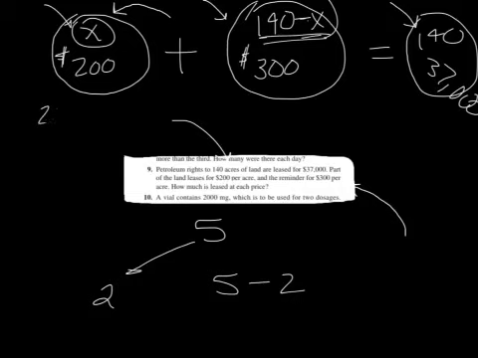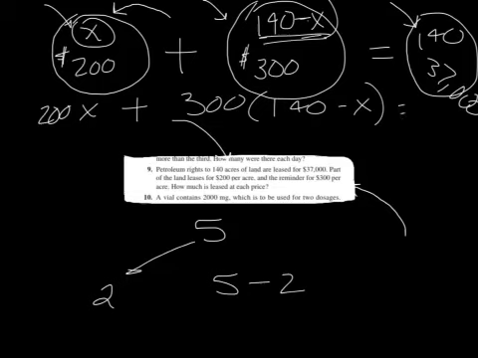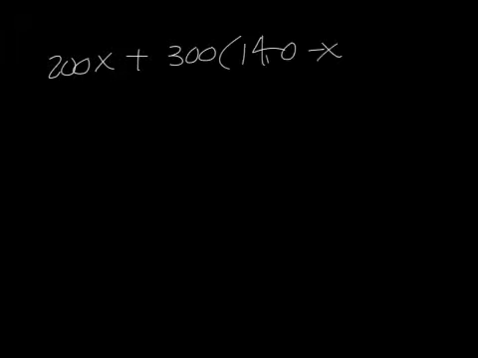So this is where that equation is coming from in your book. You got your price times the acreage, and it's equal to a total of $37,000. Now, if you have a little trouble actually doing that, let's look at another page here so that I can put that on there for you. So 200x plus 300 times 140 minus x is equal to the total price, which is $37,000. And you just do your distributing.